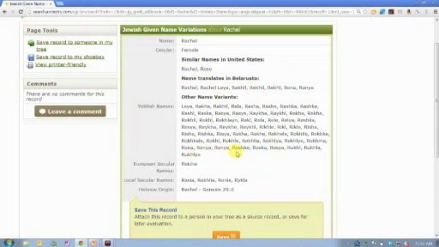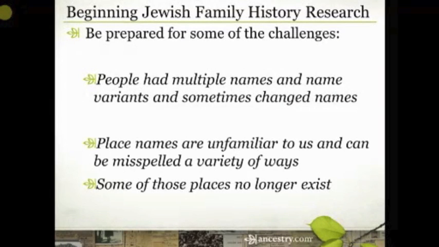Well, this will help you just make sure you're on the right track. The second tool available on that landing page has to do with place names. Not only are people's names sometimes a little unfamiliar or changing, but place names are sometimes unfamiliar to us and can be misspelled a variety of ways. Sometimes those places no longer exist. Sometimes those place names have changed over time. They have had a Russian name. Maybe your ancestor pronounced it a certain way or wrote it a certain way.